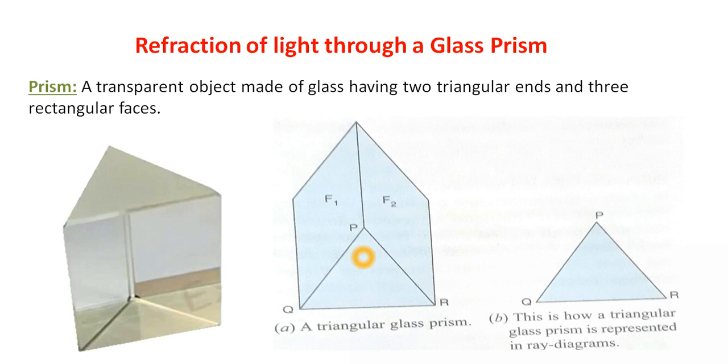Okay. But for the sake of convenience in drawing ray diagrams, the glass prism is represented by drawing a triangle. So you can say prism or you can say triangular glass prism, one and the same thing. After a while, we'll study the refraction of light on passing through a glass prism. And this refraction is quite different from the refraction through a glass slab, because I told you that in refraction through a glass slab, the emergent ray is parallel to the incident ray, but in refraction through a prism, the emergent ray is not parallel to the incident ray because the sides are not parallel to each other.